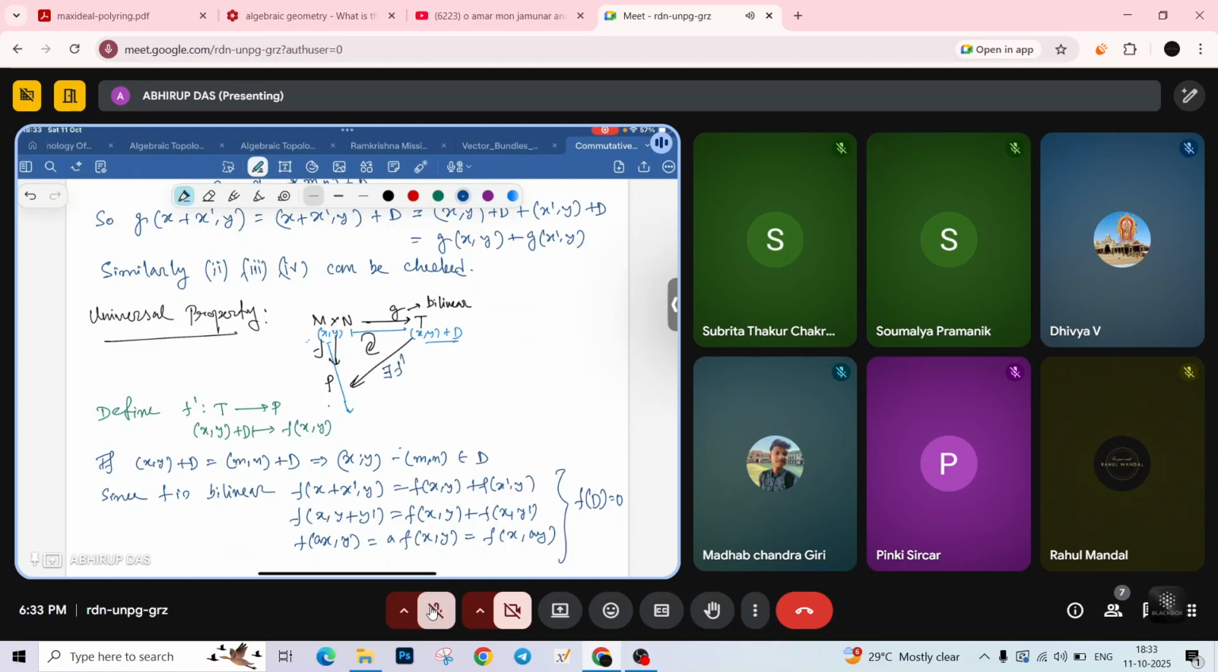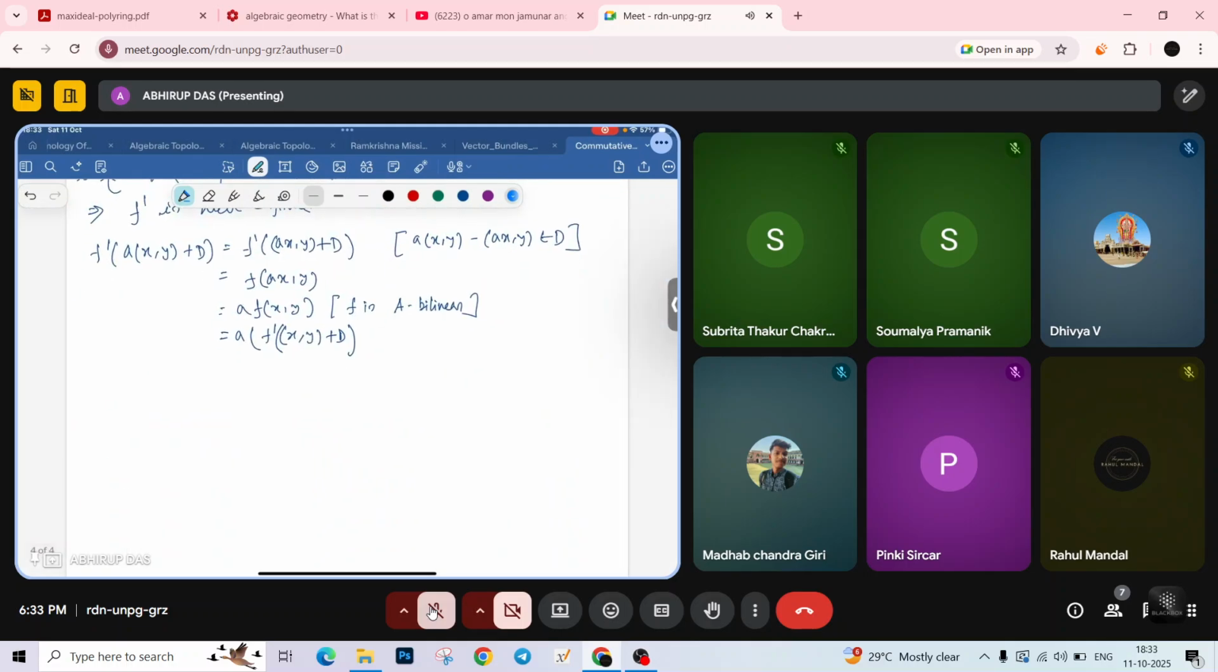Thus there exists an f prime. We don't know about the uniqueness yet, right? But there exists an f prime. By definition.